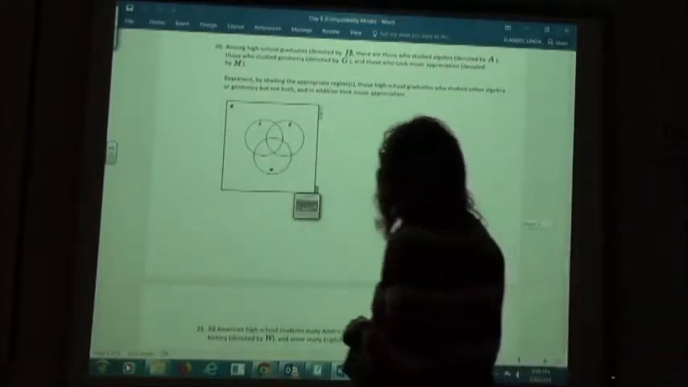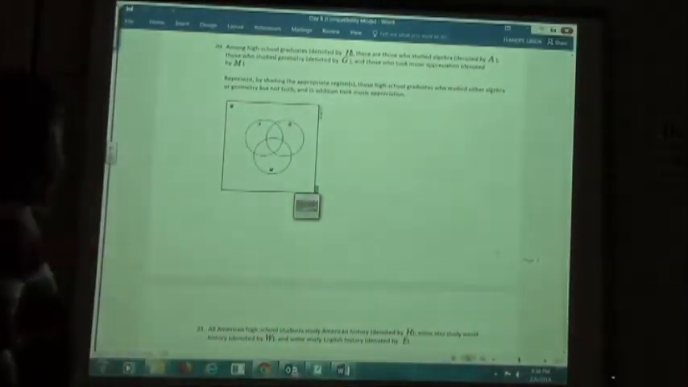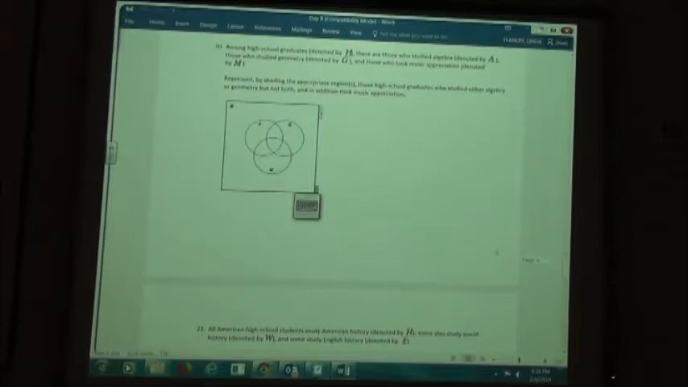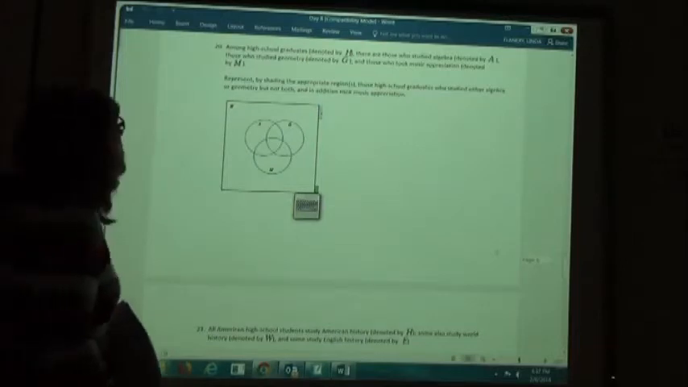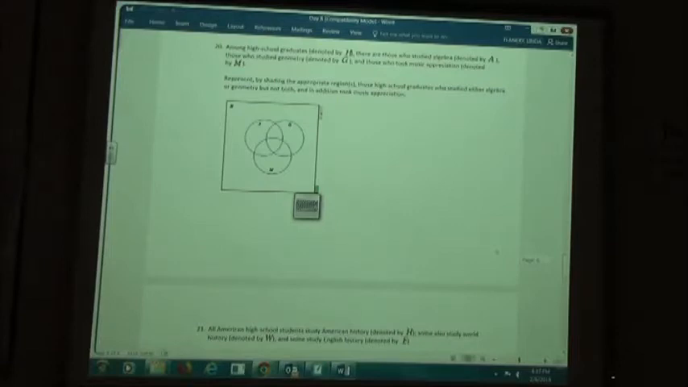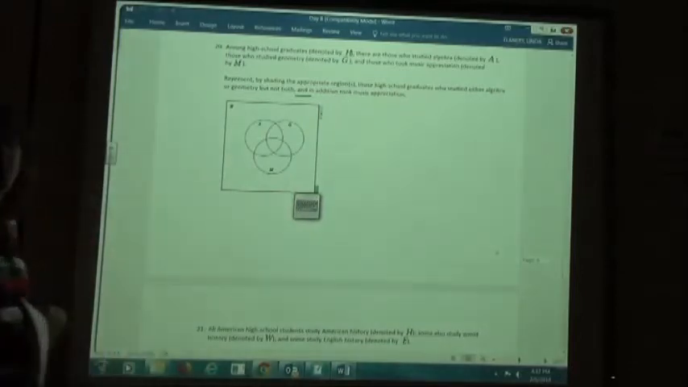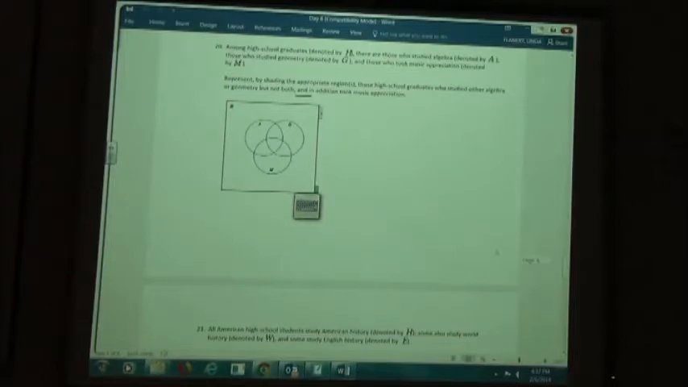Number 20. Among high school graduates, denoted by the H, there are those who studied algebra with the A, those who studied geometry with the G, and those who took music appreciation with the M. Represent by shading the appropriate regions those high school graduates who studied either algebra or geometry, but not both, and in addition took music appreciation. That's going to be a really small section, right? They have to have studied either algebra or geometry and took music appreciation.